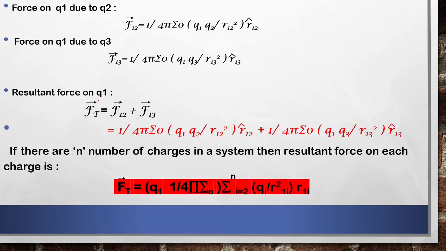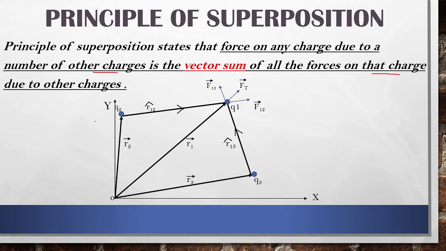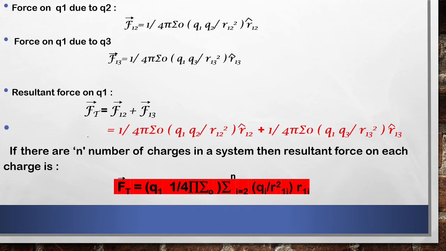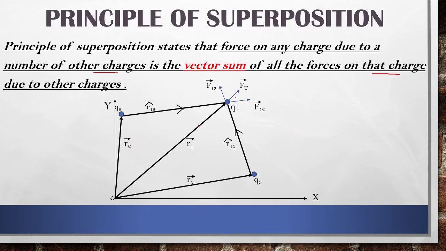Now the resultant force, that is the total force, according to the principle of superposition, will be the vector sum of all the forces acting upon that charge. So Ft is equal to F12 plus F13, that is equal to 1 by 4 pi epsilon 0 Q1 Q2 by R12 square plus 1 by 4 pi epsilon 0 Q1 Q3 by R13 square. So this will be the total force experienced by our charge Q1.